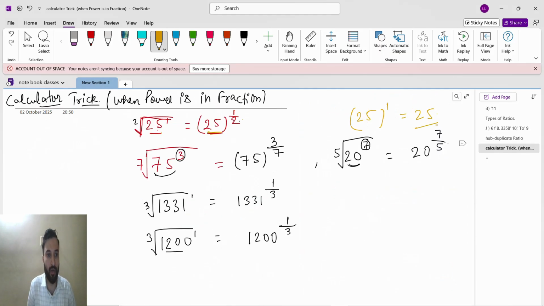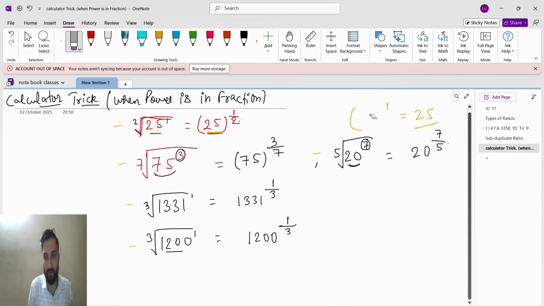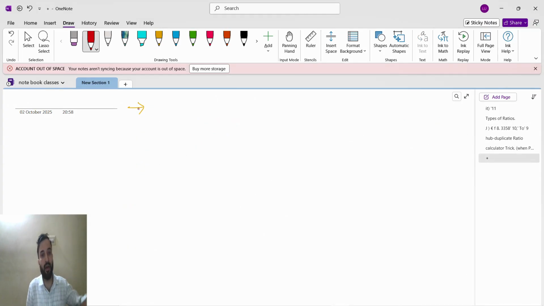Below that, you write this heading: calculator trick when power is in fraction. Then write these points 1 2 3 4 5. Down you write this, give the arrow and write down. So this is the calculator trick.